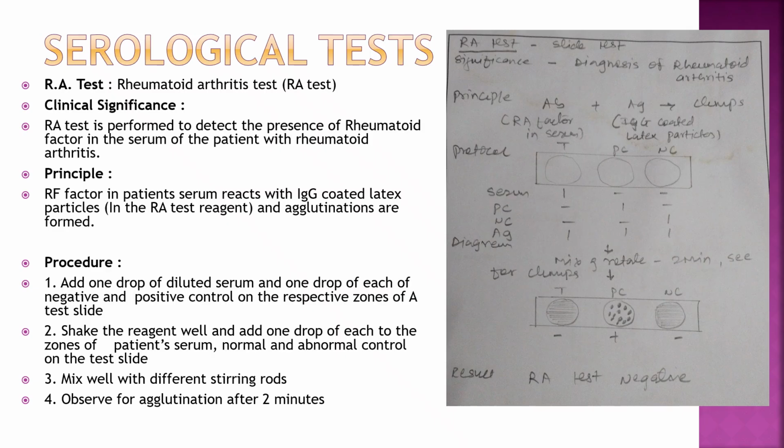Rheumatoid arthritis is a disease of old age patients in which all the major joints are involved. Procedure, in short: take three circles, label them as test, positive control, negative control. Add serum to test, then 1 drop to positive control and 1 drop to negative control, and then add the antigen provided in the kit, mix, wait for 2 minutes and then look for clumps.